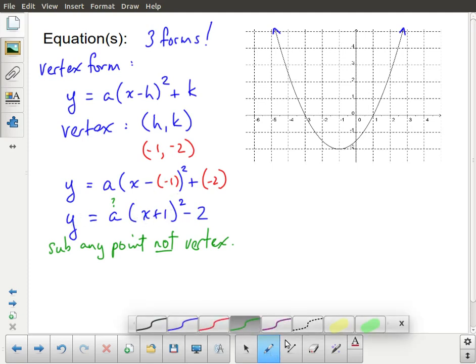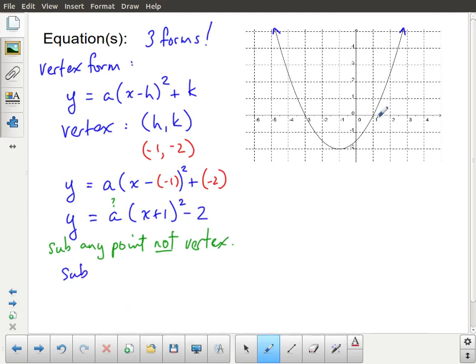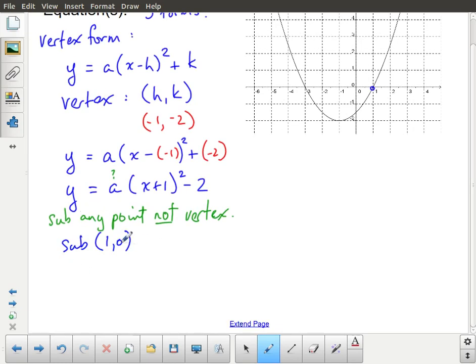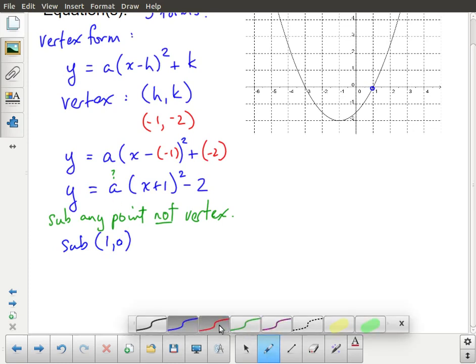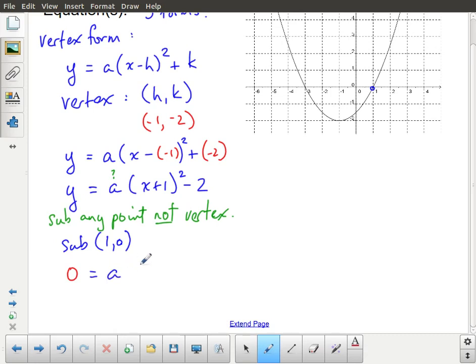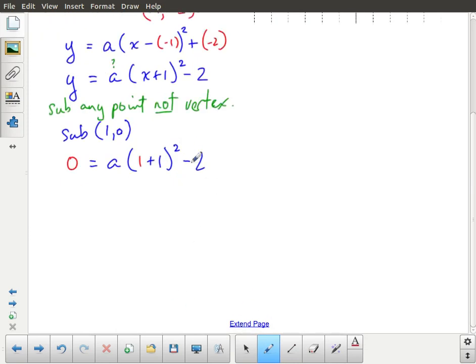So from here, we're going to choose any other point. So I'm going to go ahead and sub in another point we had here at (1, 0), and that's a pretty simple point to work with. So I'm going to sub in the point (1, 0), and so my y coordinate is 0. So I sub that into my equation, 0 is equal to a, and now my x coordinate is 1. So I sub that into my equation, (1 plus 1) all squared minus 2. Remember, we're doing this just so we can solve for a.